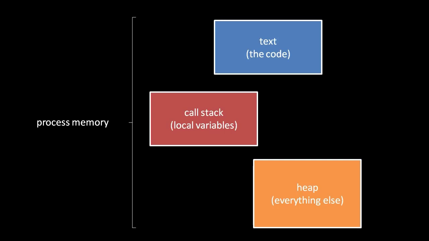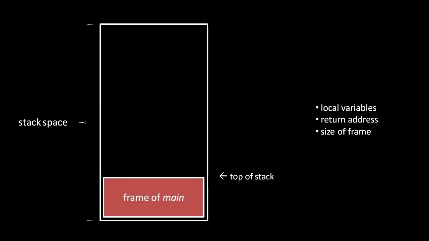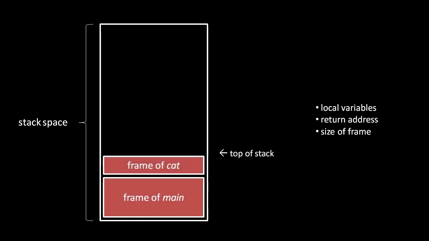The stack and heap, though, are both for storing data. The difference is that the stack stores the local variables used by the process, and the heap stores everything else. Looking at the stack first, the stack is a contiguous chunk of memory that starts out unused. When the first function is called, let's call it main, its local variables are stored on the stack in a grouping called a frame. When the main function itself invokes another function, let's call it cat, the local variables of cat are stored in another frame on top, along with the size of the frame and the return address, the address to jump back to when execution returns from cat.